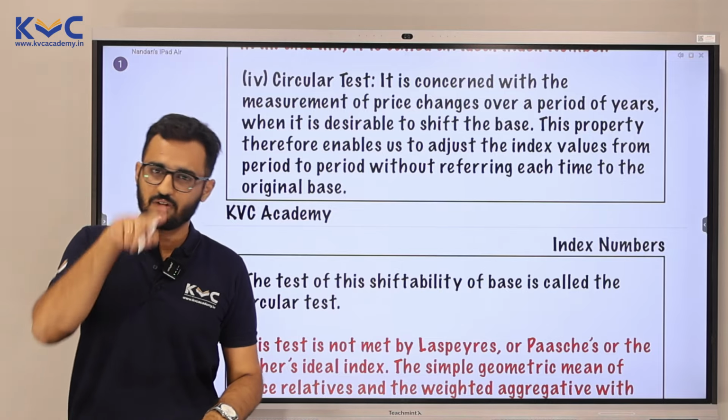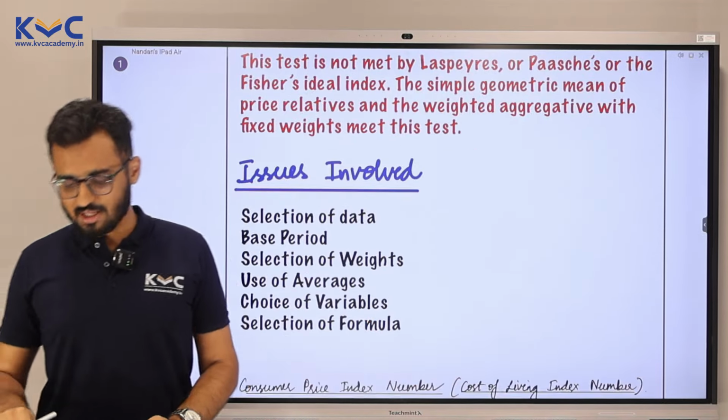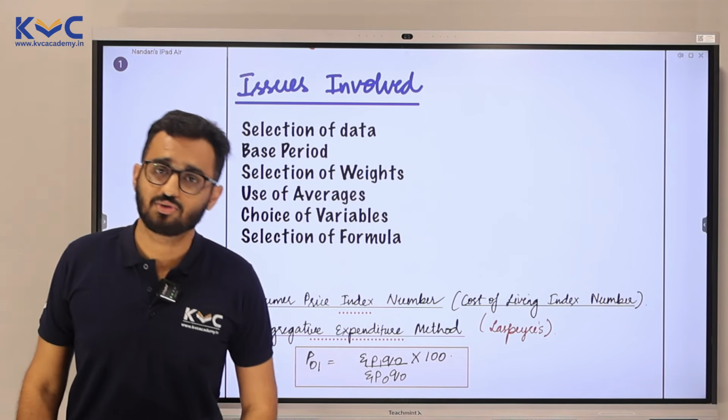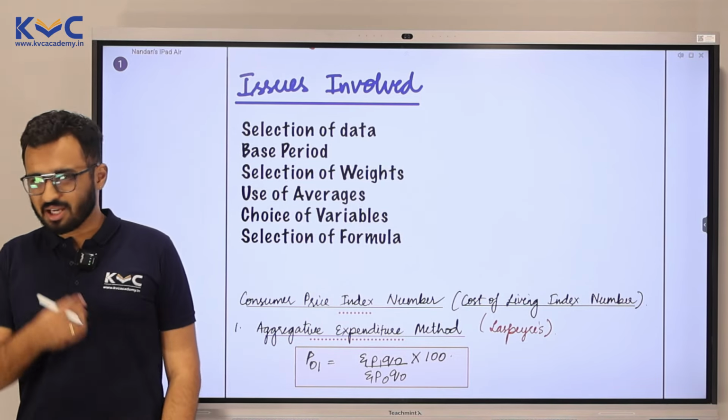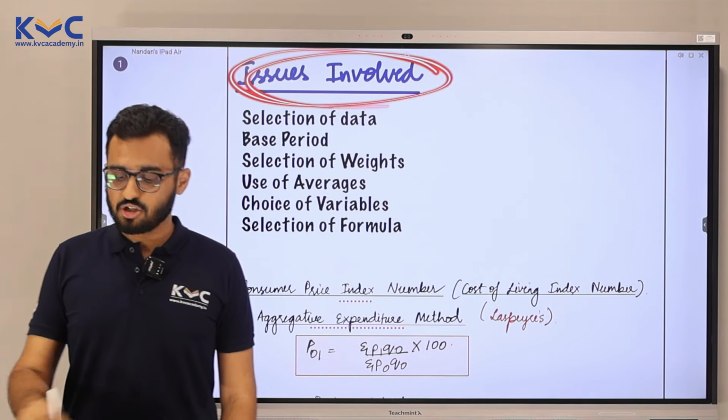You should be able to identify Fisher's, Laspeyres, Paasche's. That's all. Understood? Wonderful. So those are some tests for adequacy when it comes to index numbers. Now there are 2 time reversal concepts, guys. Let's quickly discuss this. The issues involved.